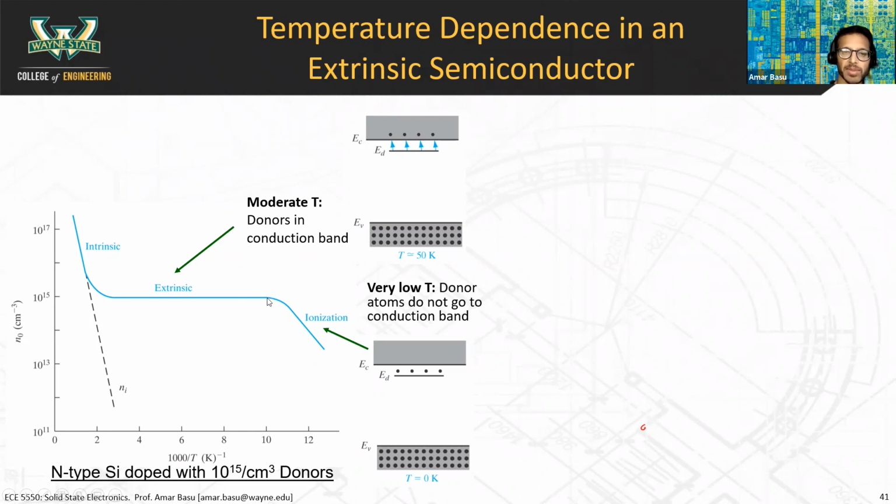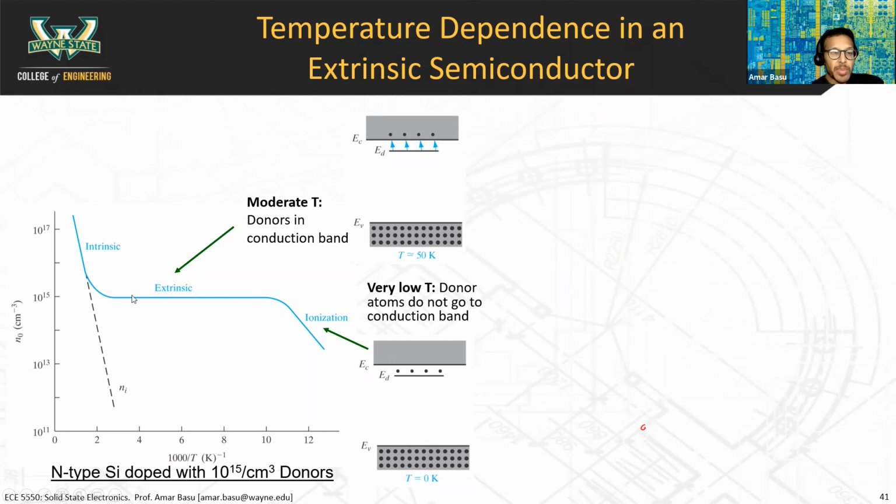Once you're at 50 Kelvin, then the electron concentration stays the same for a large range of temperatures through here. This is what's called the extrinsic zone, which is at moderate temperatures. And this is where we use the doped semiconductor. We like to use the semiconductor in this zone.